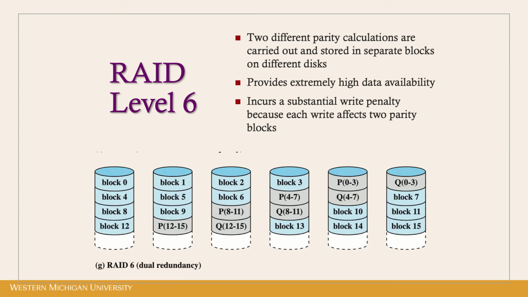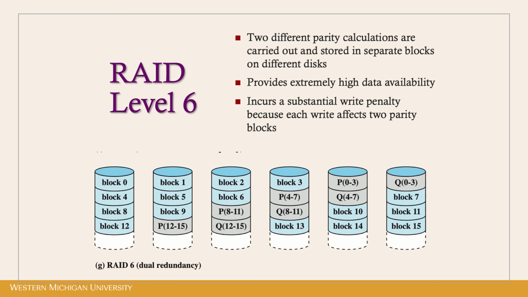In RAID 6, we have 2 different parity calculations that get stored in separate blocks on different disks. This gives us extremely high data availability, although it does give us a substantial write penalty because each write affects 2 of those parity blocks. The other nice thing about this, though, is we can actually lose up to 2 disks and still maintain all of our data. So however many disks we have, subtract 2, that's how many we need to keep up at any given time.